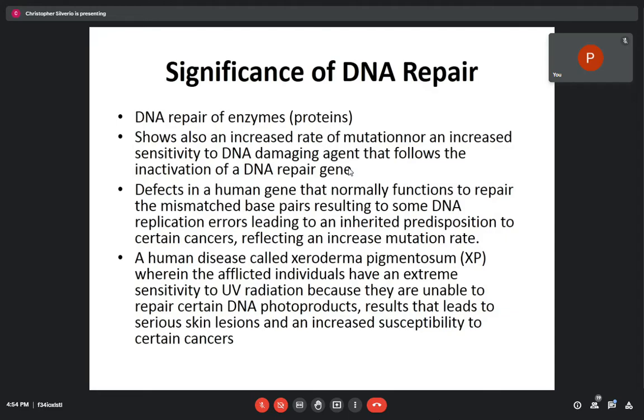Without DNA repair, there is a human disease called Xeroderma Pigmentosum, wherein the afflicted individuals have an extreme sensitivity to UV radiation because they are unable to repair certain DNA photoproducts, which led to serious skin lesions and an increased susceptibility to certain cancers. This is what happens if there is no DNA repair mechanism in our body.